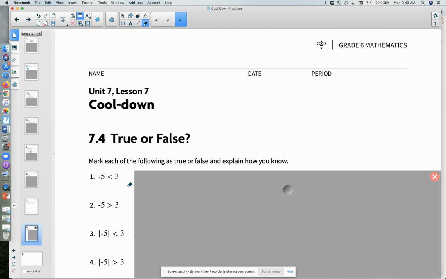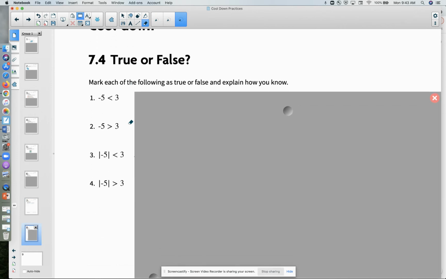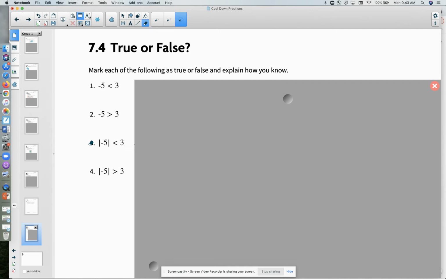Okay, last one. True or false? Mark each of the following as true or false and explain how you know. -5 is less than 3. -5 is greater than 3. The absolute value of -5 is less than 3. And the absolute value of -5 is greater than 3. So write down true or false and explain how you know. Okay, when you're ready, unpause the video so you can see the answer.